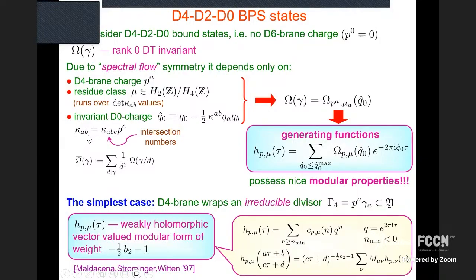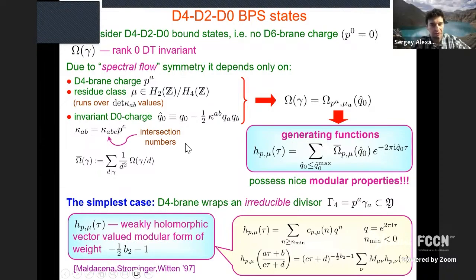So A runs from 1 to B2, B2 is the second batch number. Okay, yeah. Sorry, thank you.